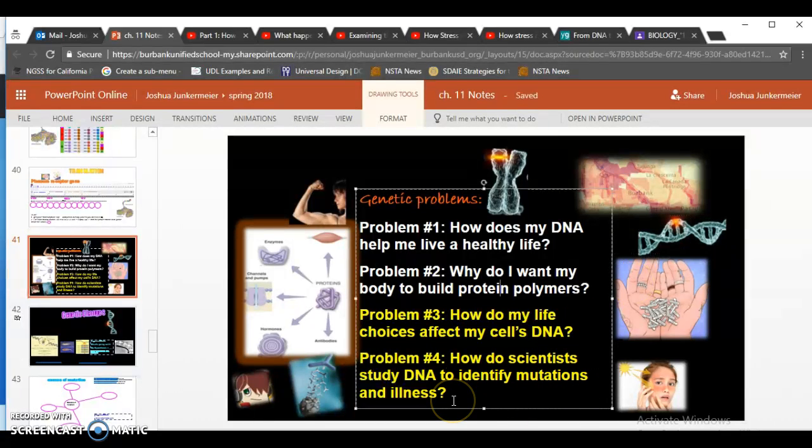So we want to look into not only what causes mutations or changes to DNA, but what does it really do to us? What's the consequence, right? Possible illness, whatnot. So we really just want to discover more about that as well.